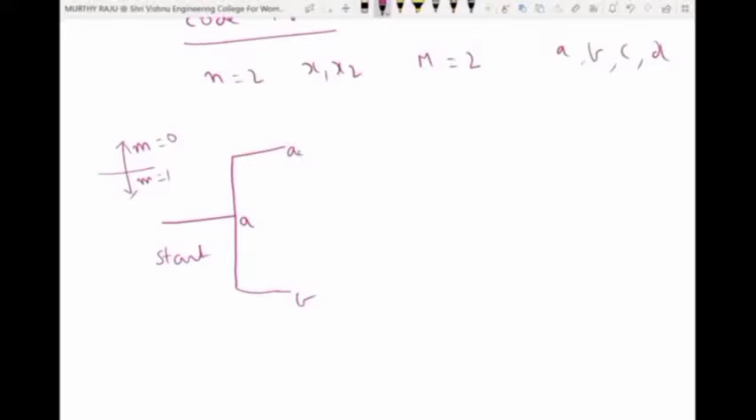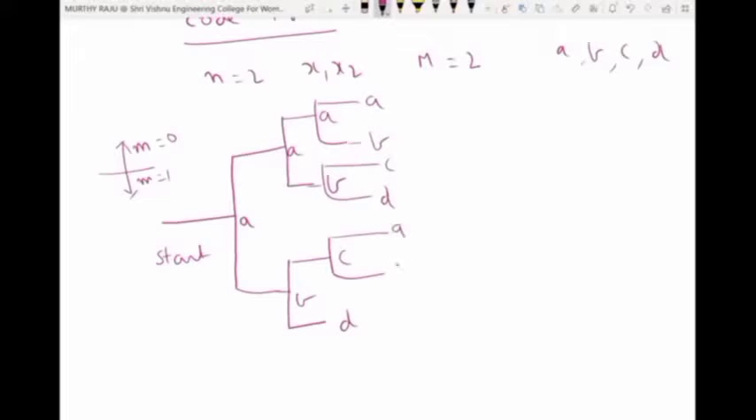This is the current state. This is next state, current state, next state. Here A to A, A to B. Here B to C and B to D. Again A to A, A to B, B to C and B to D, C to A, C to B, D to C and D to D.